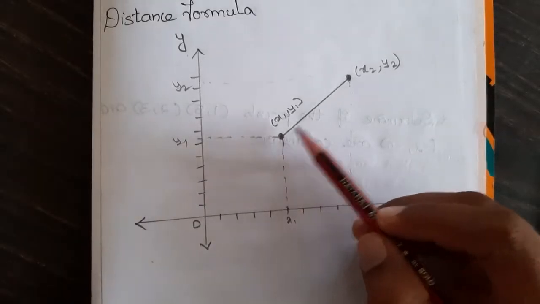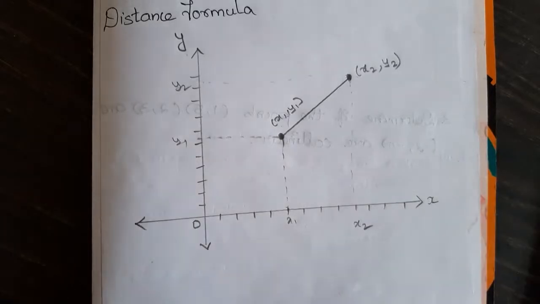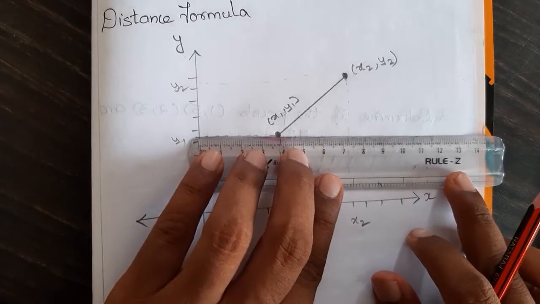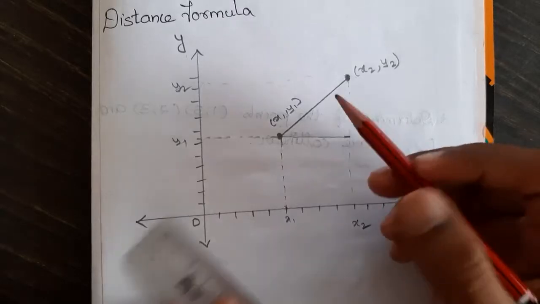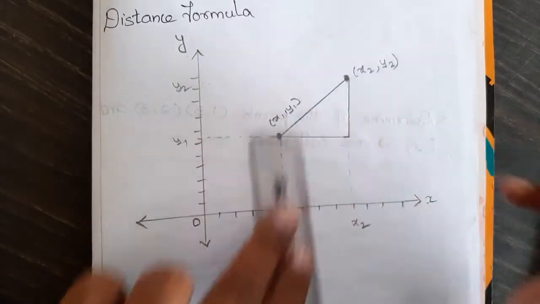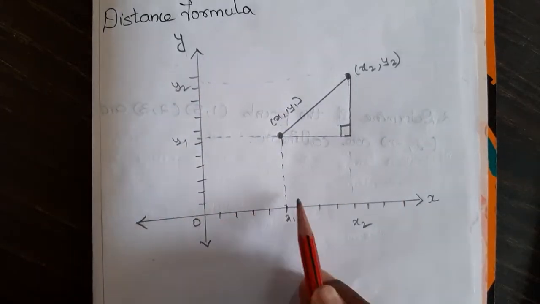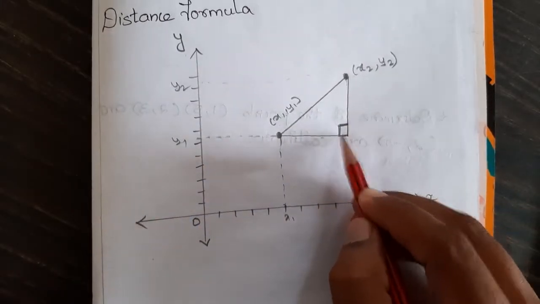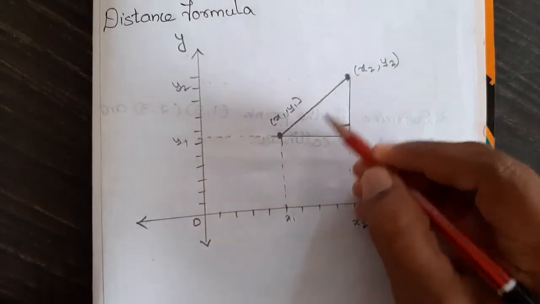Now we need the distance between these 2 points. This is a straight line. From this point I draw a line parallel to the x-axis, and from the other point a line parallel to the y-axis. They meet at 90 degrees because they are perpendicular. Now we can see it's a right angle triangle, so we can use the Pythagoras theorem to find the length of this line.